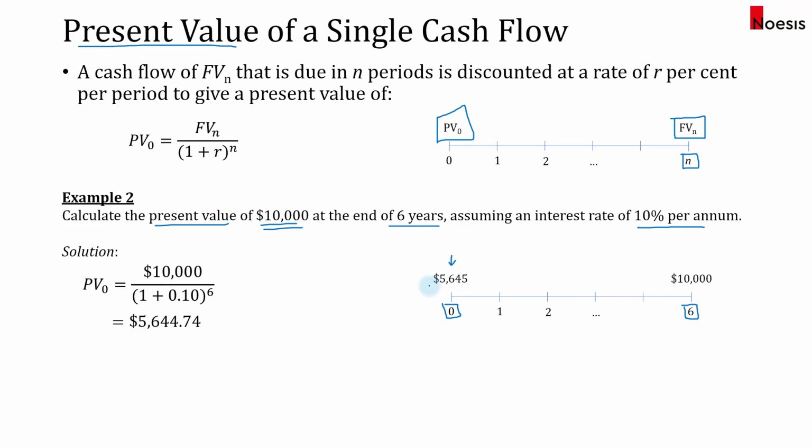$5,645. So in other words, if you want to have $10,000 in your account at the end of 6 years, then you have to invest approximately $5,645 today. And that assumes that the interest rate will be 10% fixed for the next 6 years.